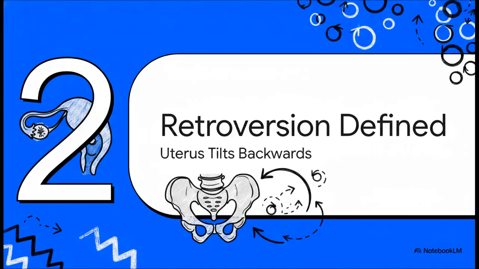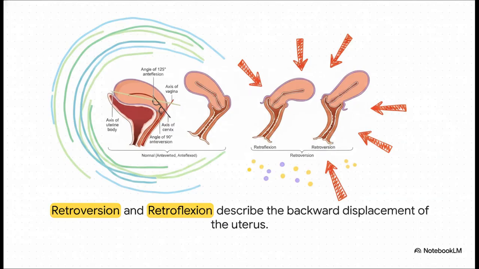All right, so that's the normal setup. Now, what happens when that forward tilt is flipped? What if it tilts backward instead? Well, that's exactly what we're talking about when we say retroversion and retroflexion. And this image shows that contrast perfectly. On the left, you've got the normal anteverted position we just talked about. But look over to the right. See how the entire uterus is now tilted or bent backwards, pointing towards the rectum and the sacrum? That's the displacement we're focused on.